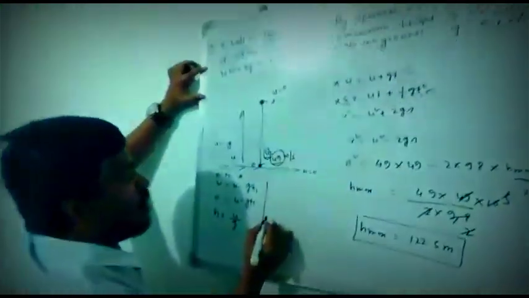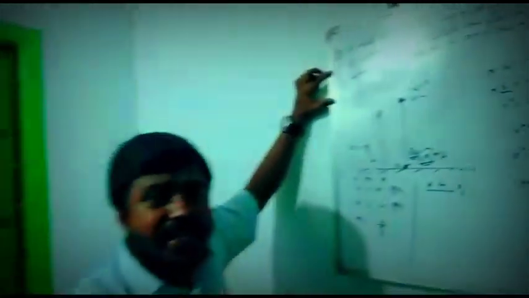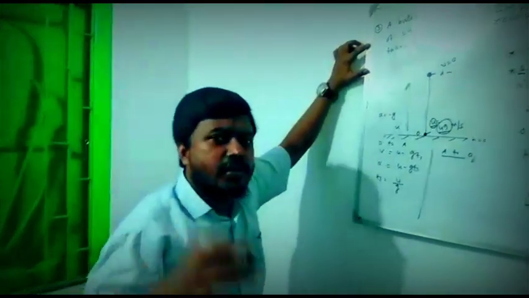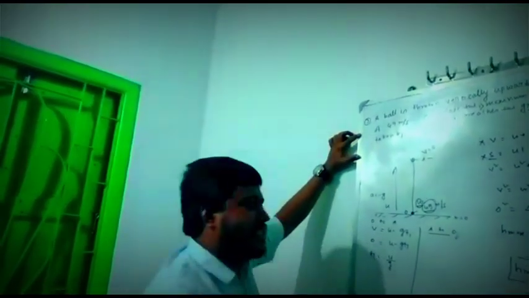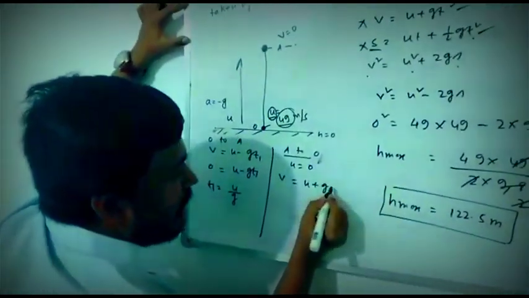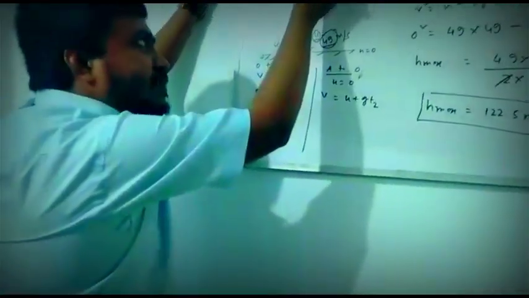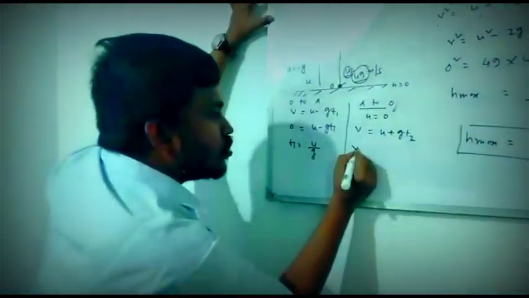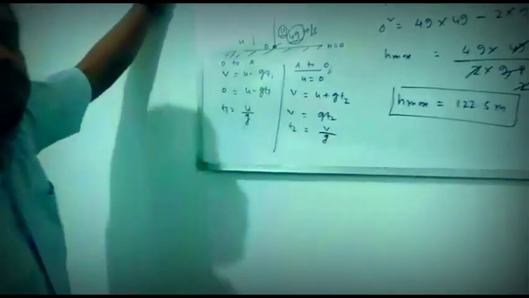Now for the downward journey, from A to O. At the point A, the body drops from this highest point, so at this moment the initial velocity will be 0. Since the body is falling towards gravity, we use v equals u plus gt. We call this t2, and since the body is dropped from this point, u is 0. So v equals g t2, and t2 equals v by g.